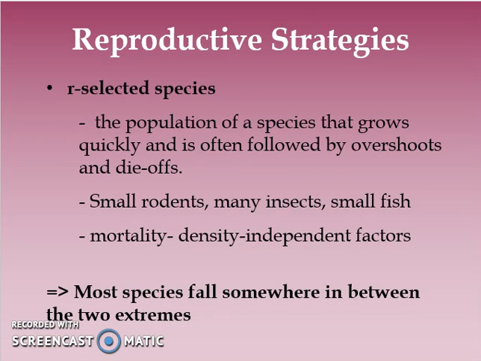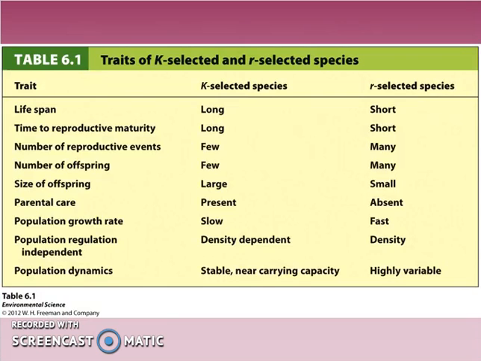So your R-selected species are the other end of your spectrum. They're usually smaller organisms, rodents, that kind of thing, much more likely to have mortality caused by density independent factors. They often do the overshoot and die off. They're much more likely to have kind of a boom-bust cycle or a J curve to some extent. So these are the two extremes. Most organisms fall in the middle. This is what you need to know, and you need to be able to recall this and do this.